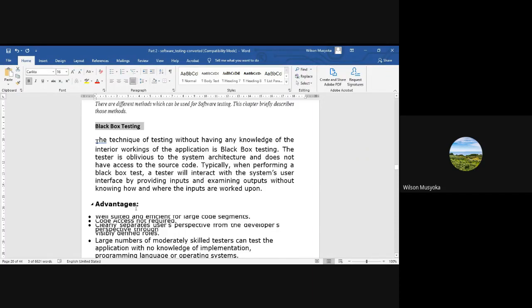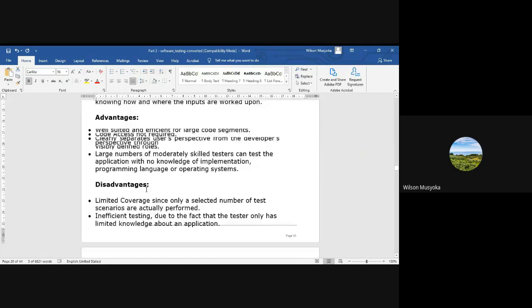So when you are performing the black box testing, the tester will interact with the system's user interface by providing inputs and examining outputs without knowing how and where the inputs are worked upon. So you are not understanding the algorithms, you are not understanding the coding behind, but you are just interested with the output, how it is coming, and when it is coming.